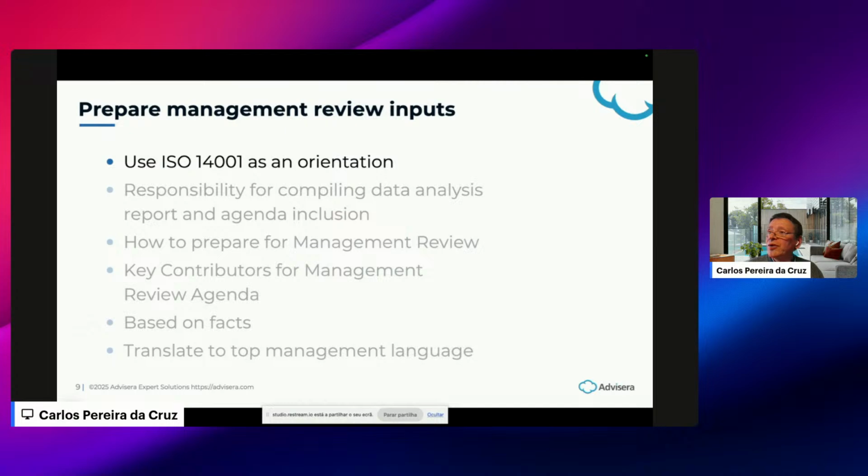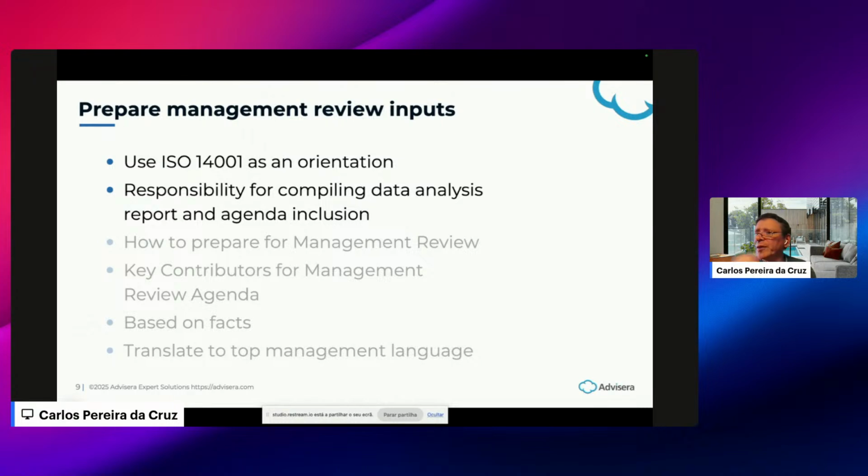Now, who is going to prepare this information? So the responsibility for compiling data analysis reports and agenda inclusion, okay? So the environmental manager or environmental management representative or an assigned team usually compiles these reports, okay? The report should be an important part of the meeting agenda, okay? Ensuring that relevant topics are presented and relevant topics are discussed during the management review meeting. So while addressing current issues, this review also considers the long-term strategy and objectives of the organization, okay?